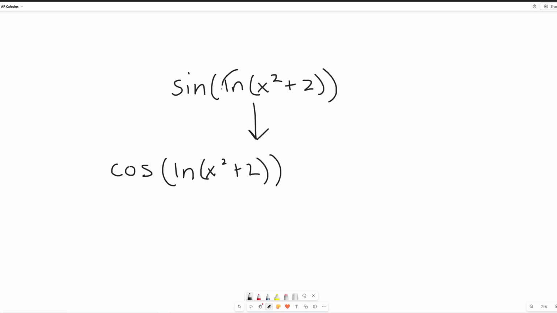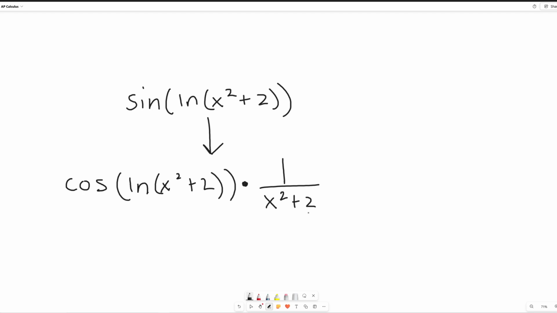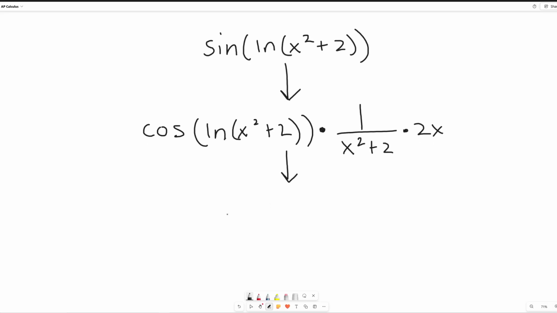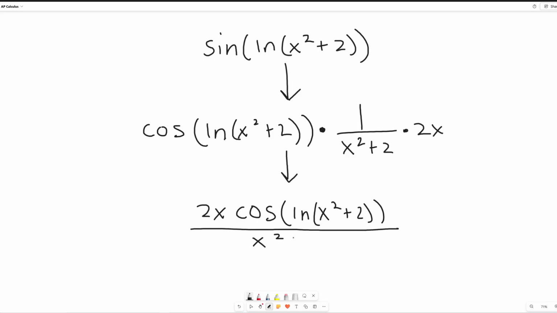Okay, now we're going to move one layer inwards. Ln is going to be 1 over this, x squared plus 2. Now we're going to move one layer inwards to x squared plus 2, which is just going to be 2x. So your final answer is 2x cosine ln x squared plus 2 over x squared plus 2.